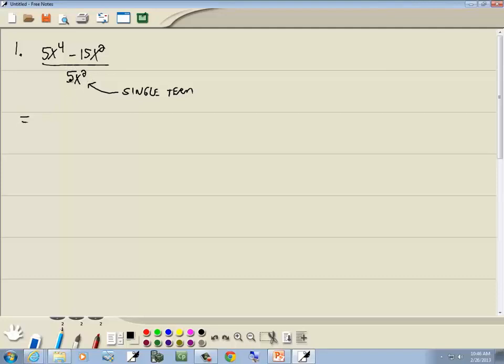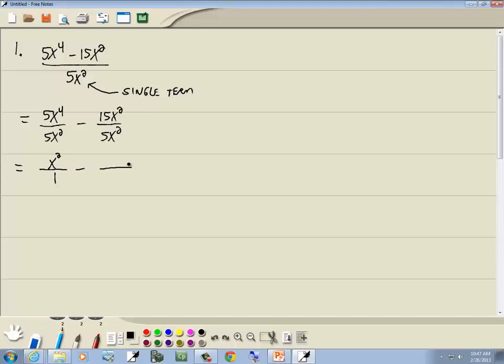For division here, if we have a single term, we're going to take each term up on top and put it over that term. So we have 5x to the fourth over 5x squared minus 15x squared over 5x squared. Then we want to do a little bit of simplifying. The 5's cancel. Here we have x to the fourth, and here we have x squared. If you have x to the power over x to the power, you subtract the exponents. So 4 minus 2 gives me 2, and we have x to that power where the larger one was, up on top. So we're left with an x squared up there, and then 1 here.